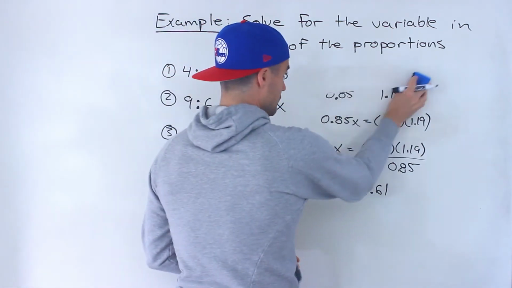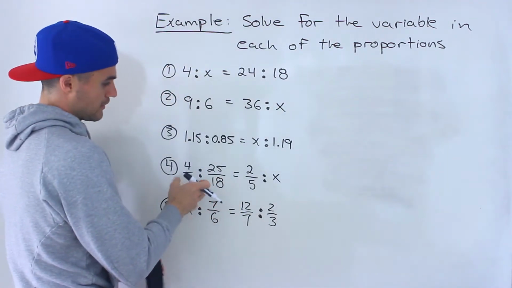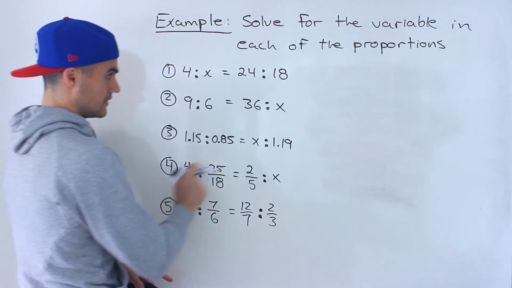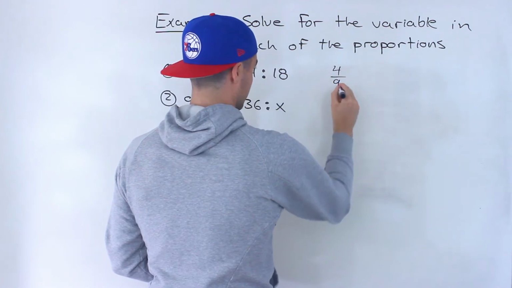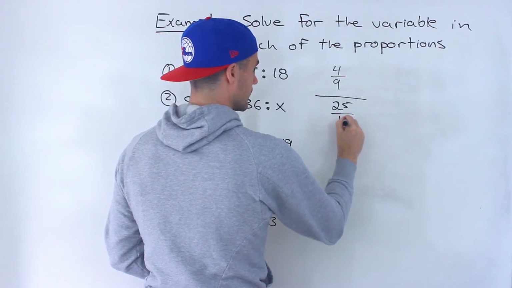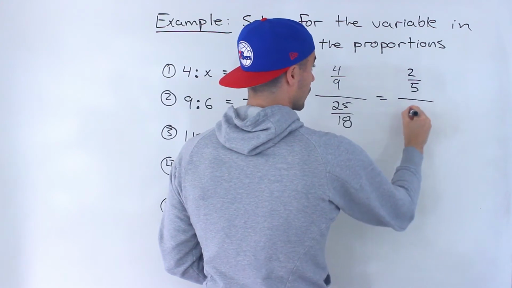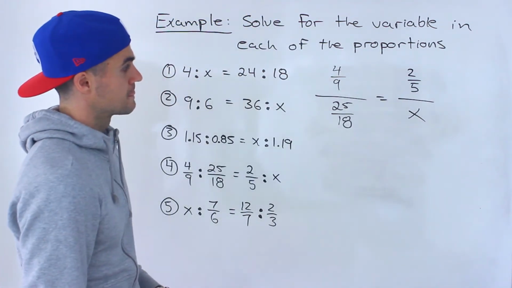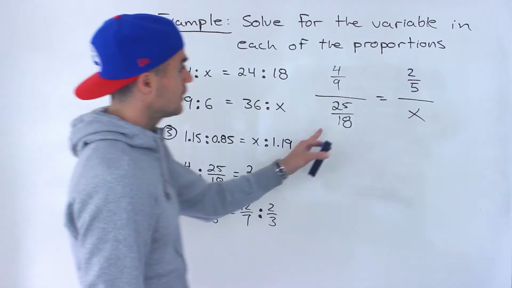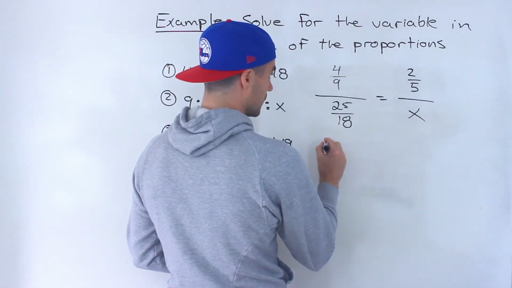Now number 4 and 5 are a little bit more tricky because we're dealing with fractions within proportions. So if we follow that same process, we got 4 over 9 all over 25 over 18. And that's equal to 2 over 5 all over x, like that. Now from here, there's multiple things that we can do. We can go ahead and cross multiply. So that's one way to go about it. So let's do that first. I'll show you a couple of different ways to do this.